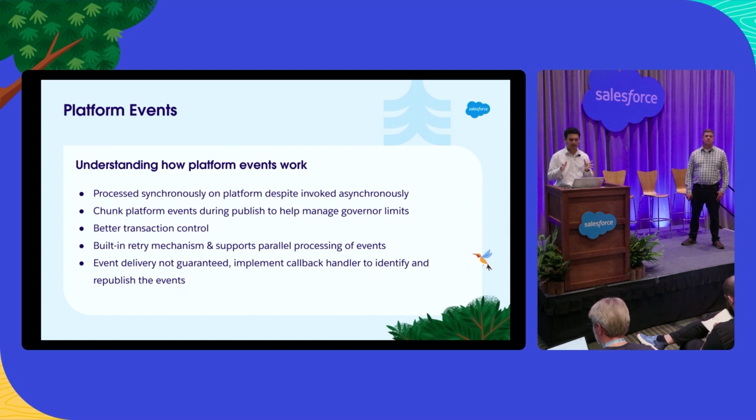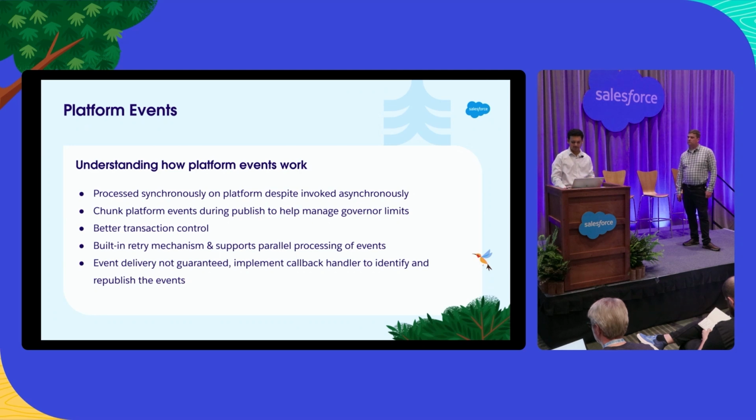So that's the power of platform events. It allows you to chunk your processing into smaller batches if you need to, and it has the built-in retry mechanism. It supports parallel processing. This is another feature that we added in the Winter release, being able to process these records in parallel. So let's say you have a large number of transactions to accomplish, you can definitely group them, and then process them in parallel.